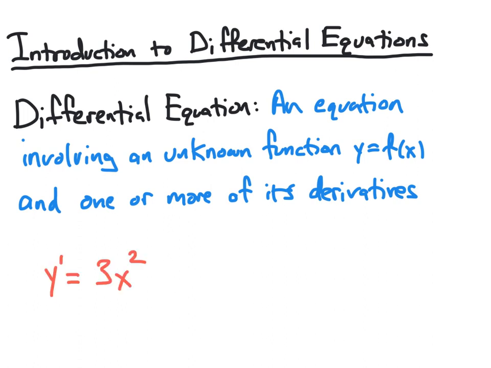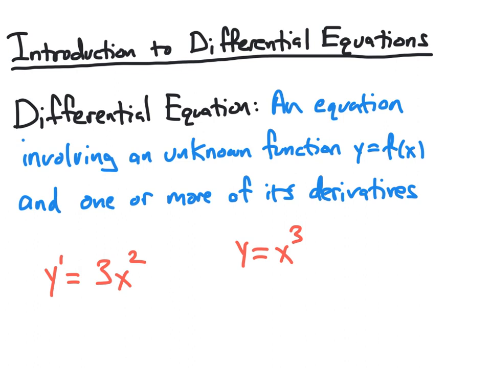For a simple example, let's consider the equation y prime equals 3x squared. This is an example of a differential equation because on the left-hand side of the equation, we have the derivative of some unknown function y. And on the right side, we have an expression involving the variable x. And so this particular equation is saying that we have a function y whose derivative, y prime, is equal to 3x squared. This differential equation is rather simple, and it's pretty easy to see that y equals x cubed would be a solution to this particular equation.